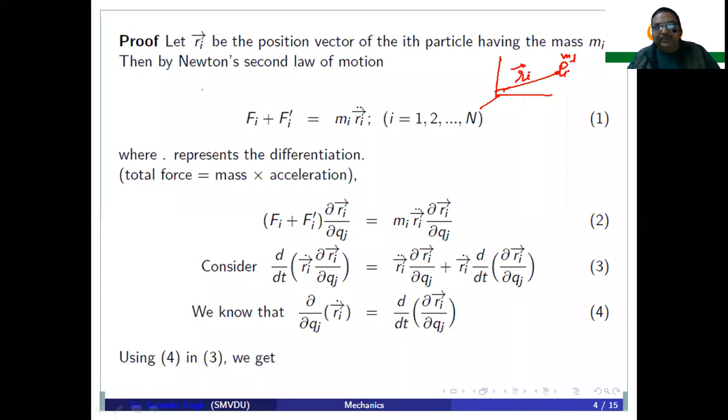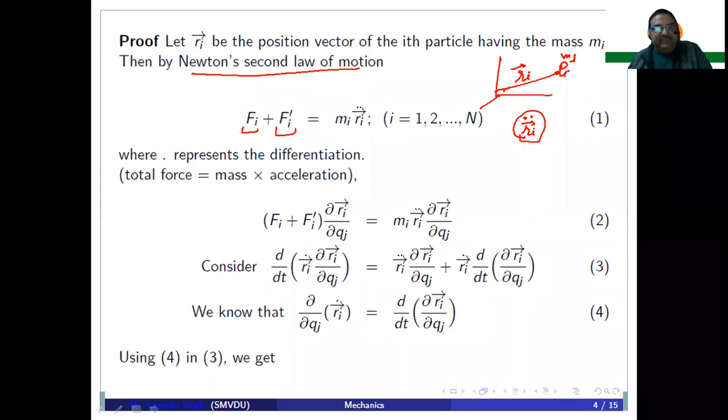By Newton's second law of motion, you know that the total force on a particle is given by mass into acceleration. Here we already know that one of these, Fi, is the internal force, and the other, Fi dash, is the external force on the ith particle. The total force is Fi plus Fi dash, and that is equal to mi ri double dot, where ri dot gives the velocity and ri double dot gives the acceleration. That is why we are writing mass into acceleration, for i equal to 1 to n, the number of particles in the system.